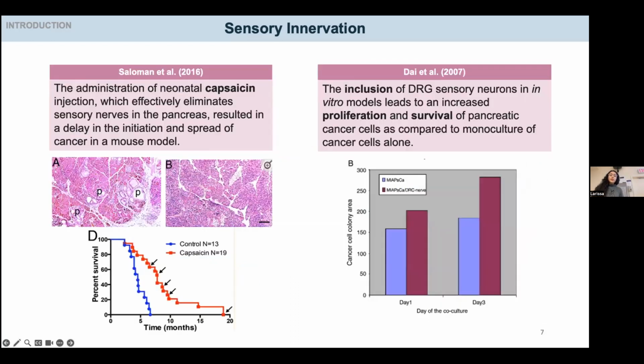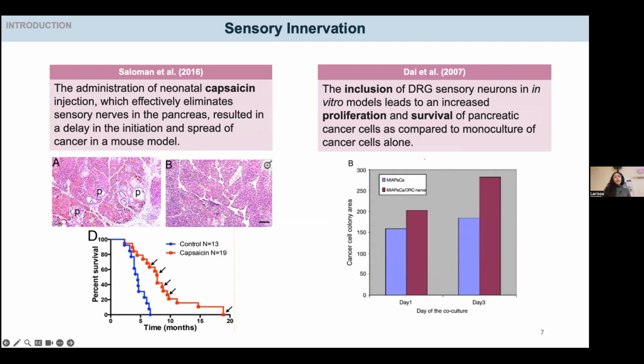So building on this knowledge, a study using an in vivo model of PDAC has demonstrated that the targeted elimination of sensory neurons effectively impaired cancer initiation and progression. In this research, the authors used capsaicin, which led to the elimination of the sensory nerves in the pancreas. So in image A here, we can see a tissue without capsaicin administration, and we can see the presence of nerves indicated by P. And in B, after capsaicin administration, there's no presence of sensory innervation.